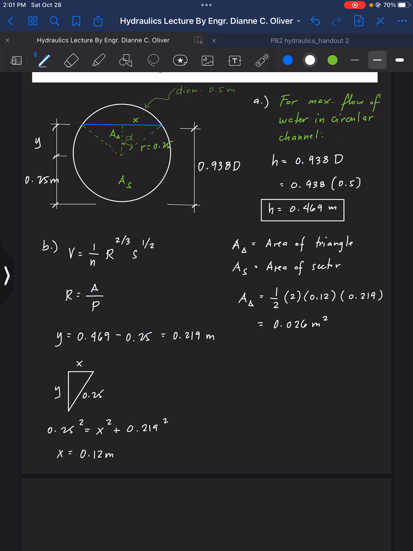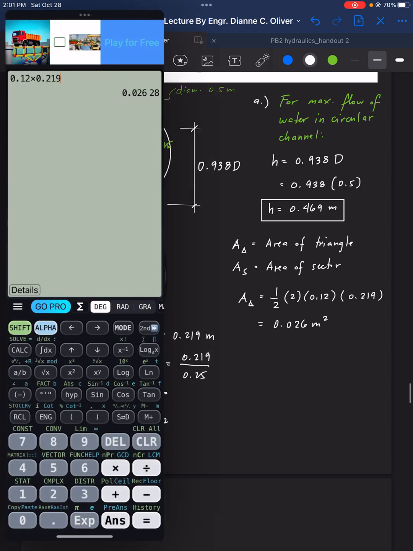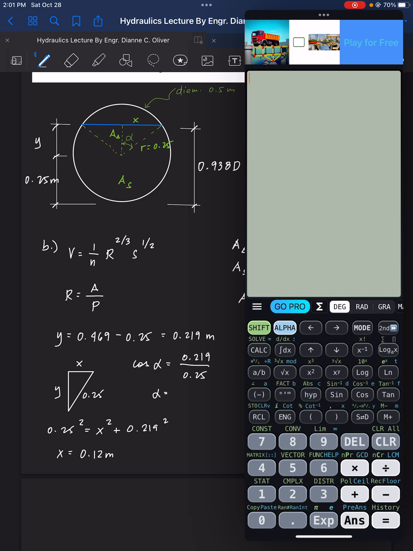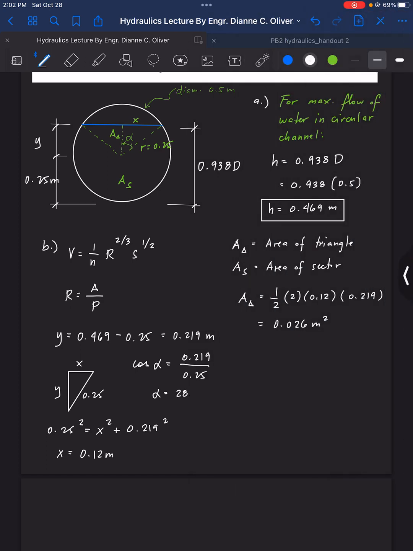meters squared. Or if we get the value for alpha, so cosine alpha is equal to 0.219 divided by 0.25. Alpha is equal to shift cosine of 0.219 divided by 0.25. This is 28.84, so 28.84 degrees for the alpha.